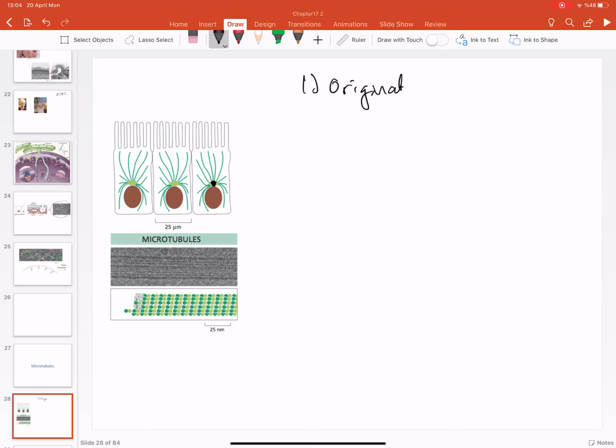They originate from the centrosome. Second, they are the thickest elements. See, it is the thickest that we have seen. And third, they are dynamic.